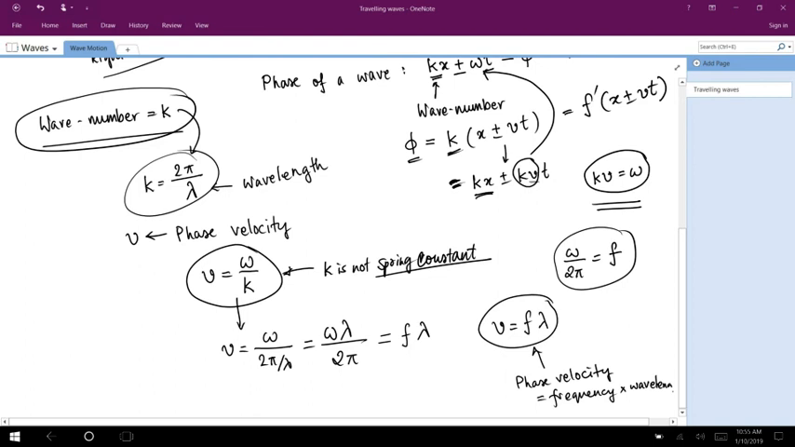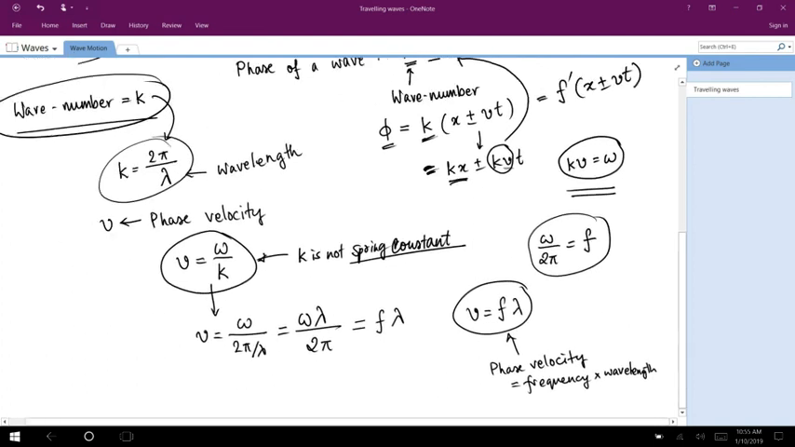So in a lot of problems you may encounter a couple of these, and you may need to find the third one. So for instance, if you know the frequency and the wavelength, you should be able to find the phase velocity. If you know the frequency and the phase velocity, you should be able to find lambda, the wavelength, etc. Right? This is an important formula, so I'm going to star this over here. We're going to use this later on in our course.